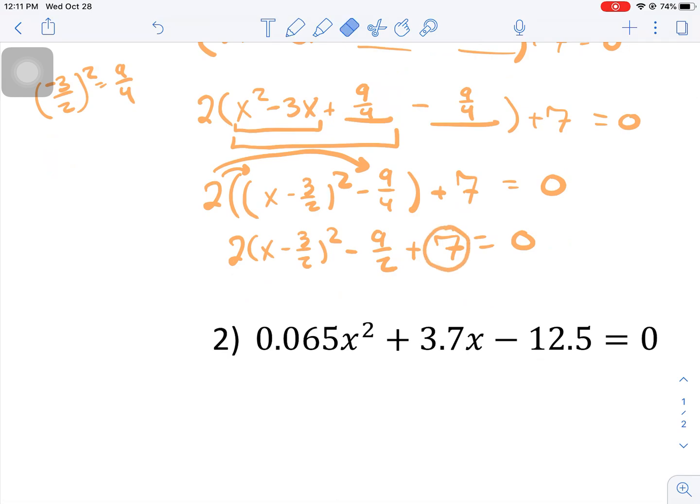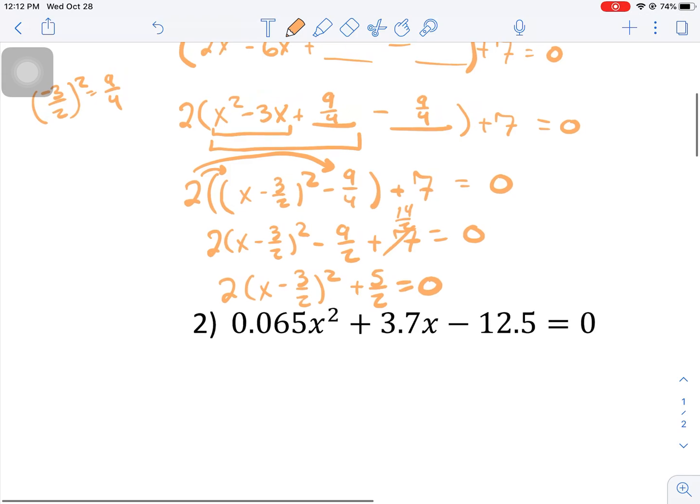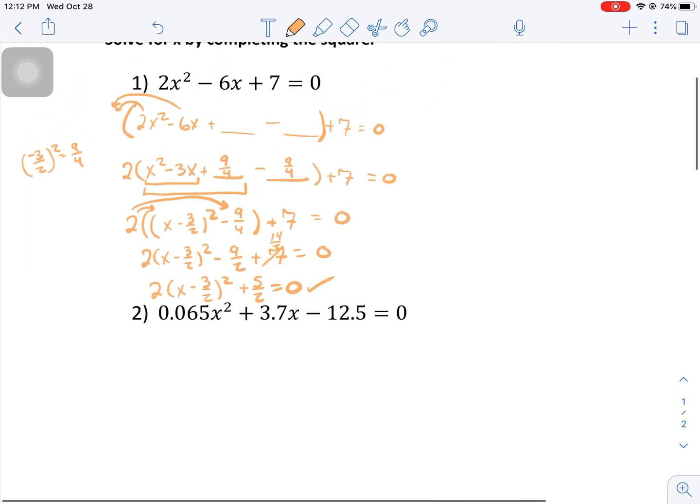And now the 7, we need to put it in terms of halves. So this is really going to be 14/2. So now we have 2(x minus 3/2) squared, and then negative 9, positive 14. That's going to give us positive 5/2 is equal to 0. Okay? And then now we're in vertex form.